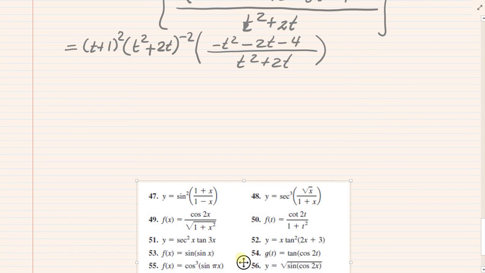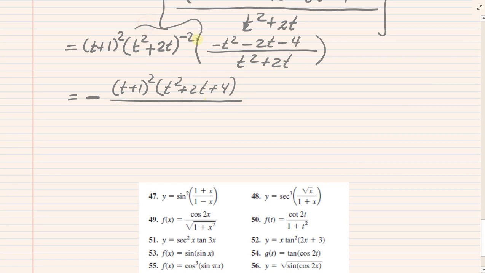And let me move this below. Okay, next step, and we're almost done with this. Here's our next step. I'm going to factor the negative from this polynomial on top, in the numerator. Factor the negative. So this becomes negative of t plus 1 squared times t squared plus 2t plus 4, divided by, move this binomial to the denominator.